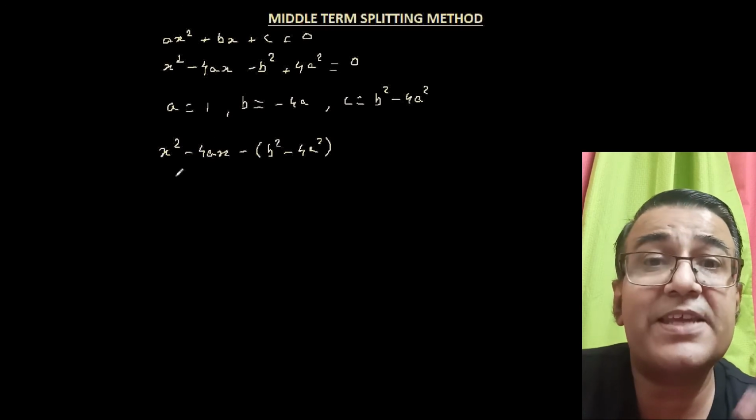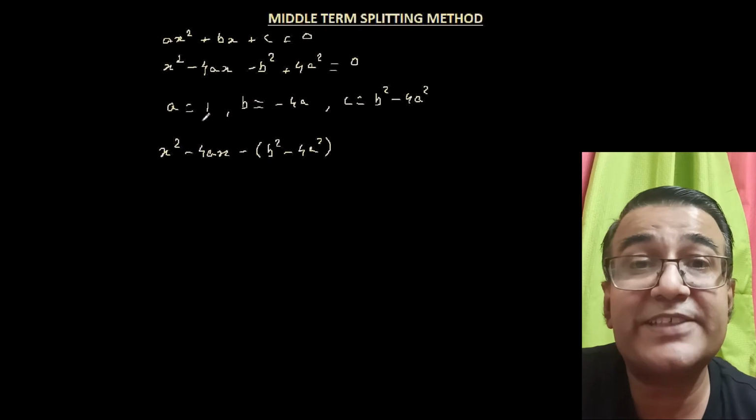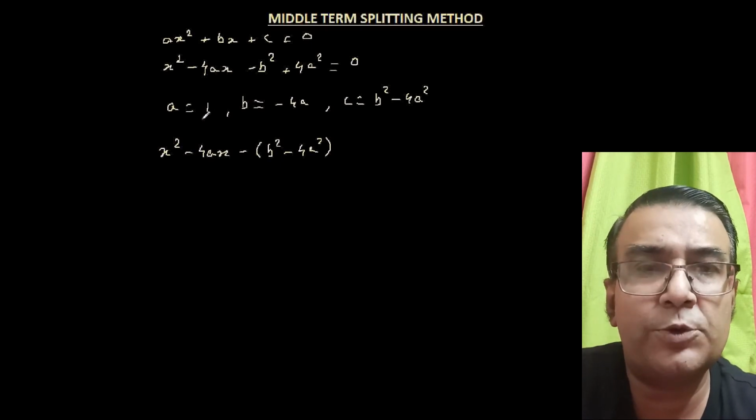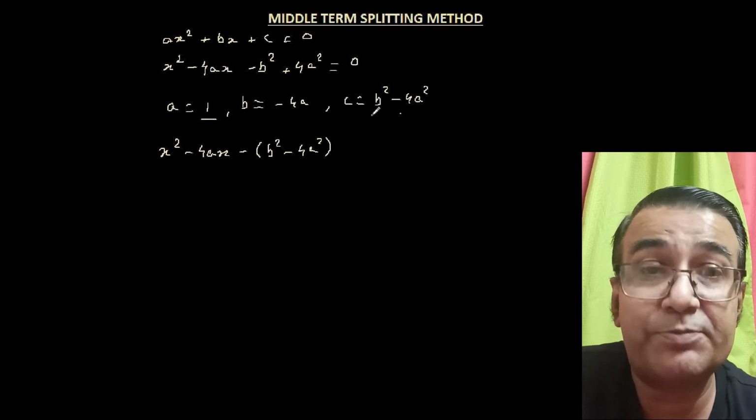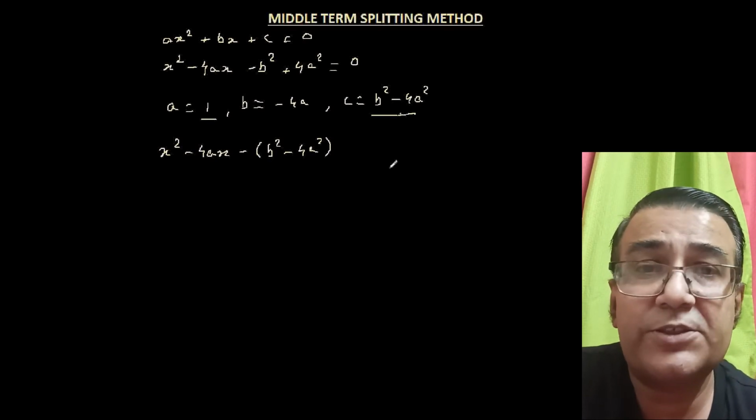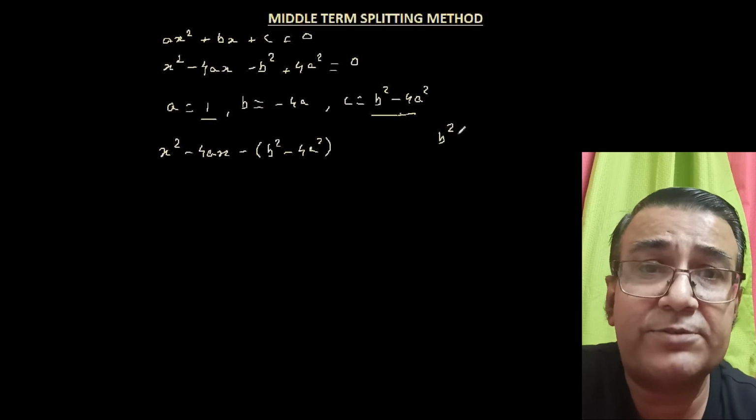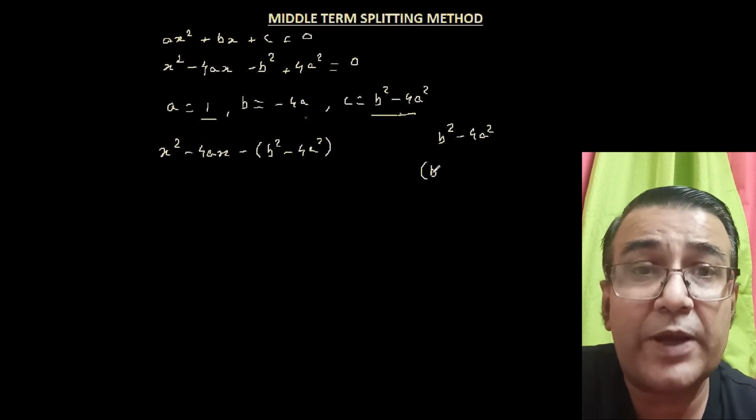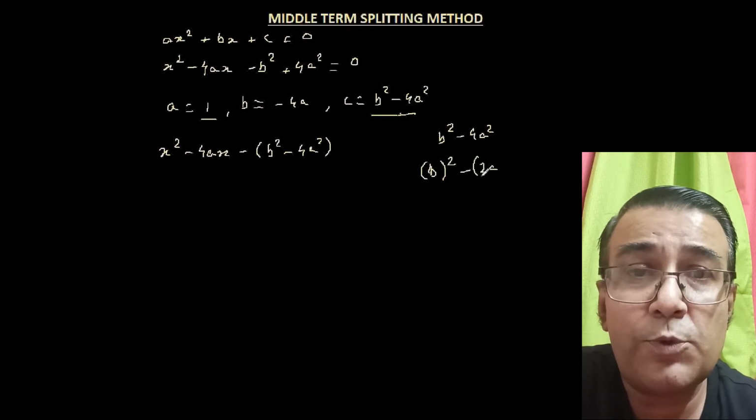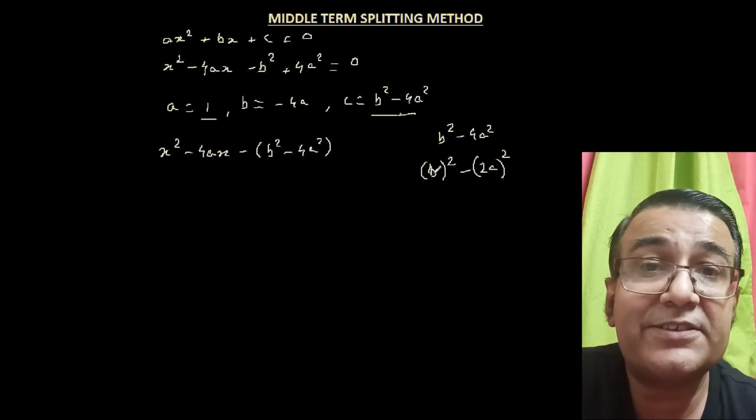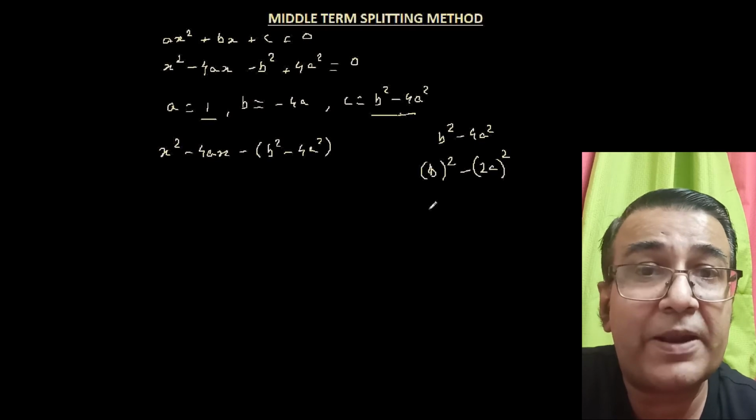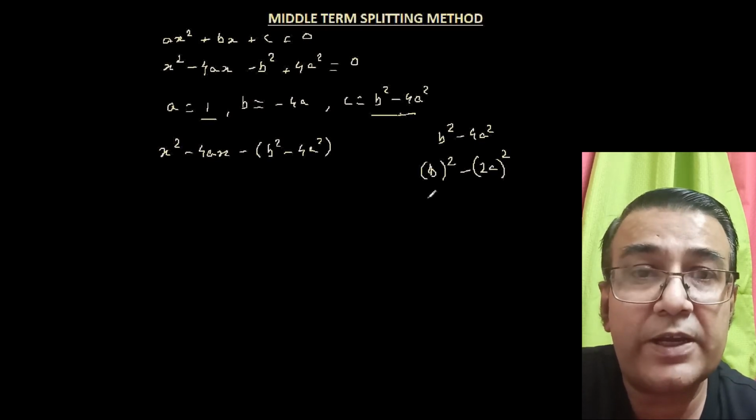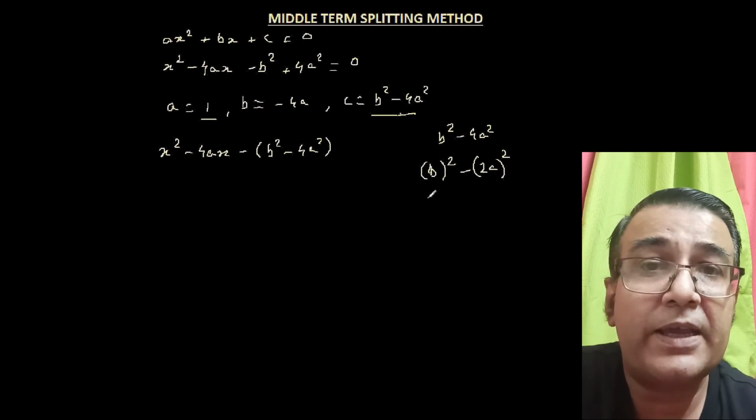Then we apply step number 2. Step number 2 said that we have to find the product of a and c. So a is 1 and c is b square minus 4a square. So we are just going to multiply that. That gives us b square minus 4a square only. I can rewrite this as the square of b minus the square of 2a. And now since I've got it as a difference of two squares, I can just apply the algebraic identity, which is a square minus b square is equal to a minus b times a plus b.